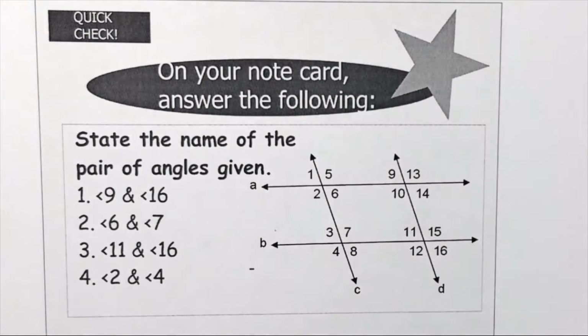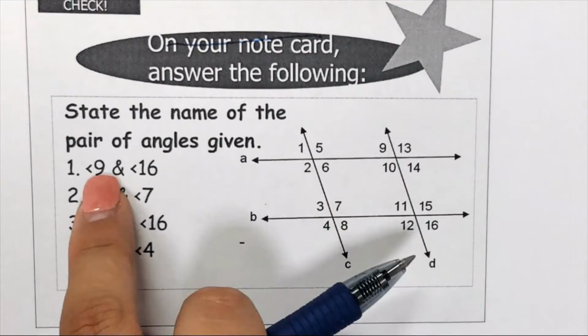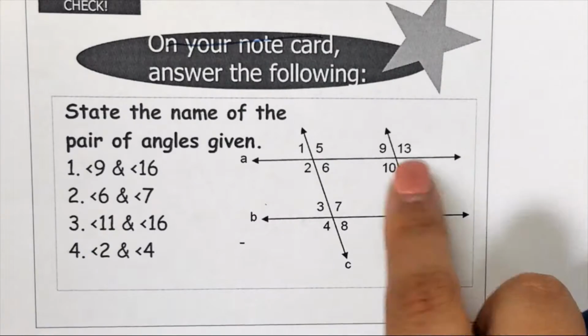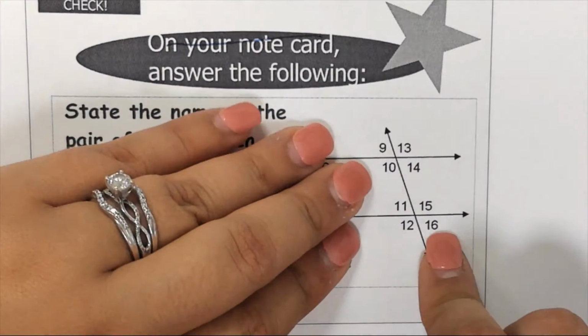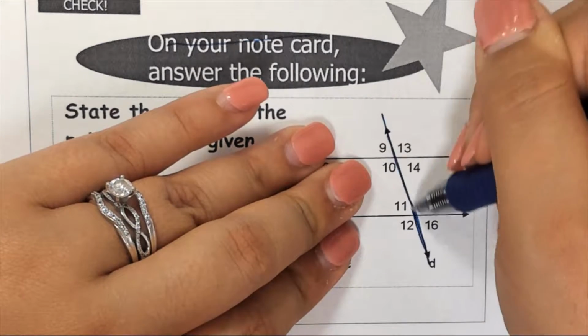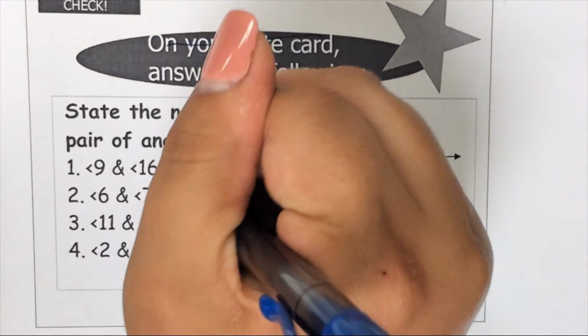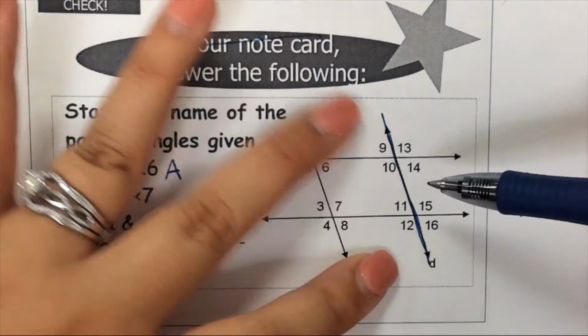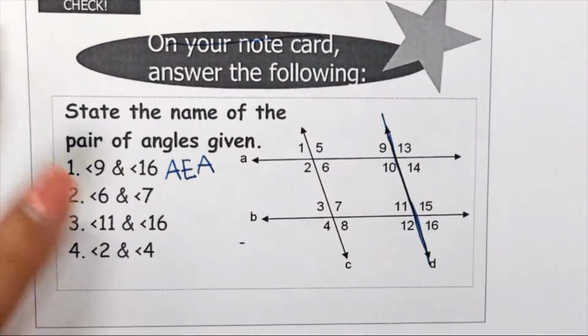So, to review what we did yesterday, you don't actually have to do this on a note card, but we're just looking up here right now. If I have 9 and 16, so here's 9, here's 16, so we're not even using this, so I'm going to cover it up. 9 and 16, this is my transversal. So they're on opposite sides of the transversal, so they're alternate. And they are outside of these two lines, so they are exterior angles.